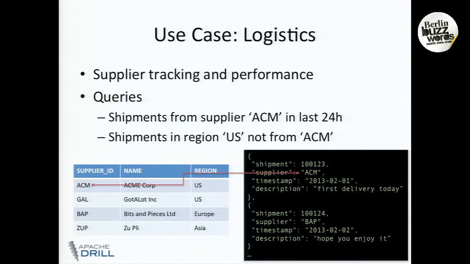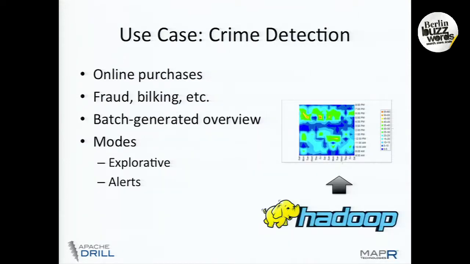Imagine you're in a position where you want to track suppliers, so they might have shipments and whatnot, and you have very specific questions there, such as, how did that one supplier, ACM, how did that guy do in the last 24 hours, right? And your data might, in fact, be good old relational databases and some shipment logs in JSON, for example, right?